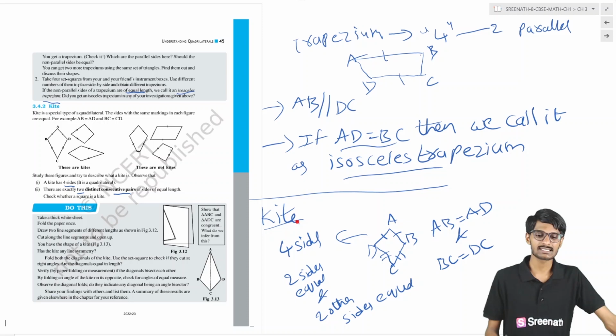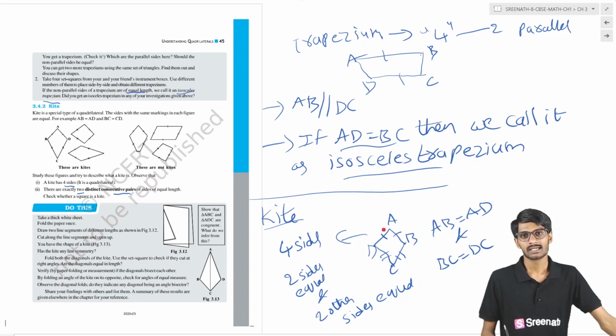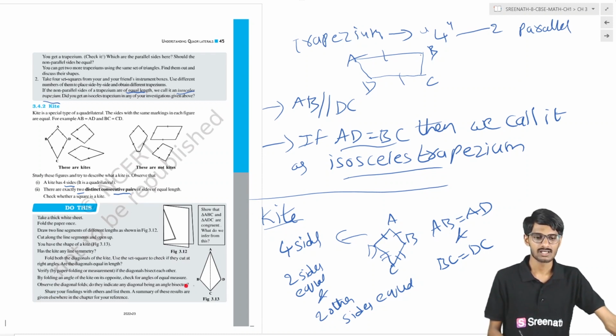So then we call it as the kite. Kite has 4 sides, and out of which 2 sides are equal and another 2 sides are equal, and these 2 pairs of sides are consecutive pairs. Okay, students. So that then we call it as the kite.